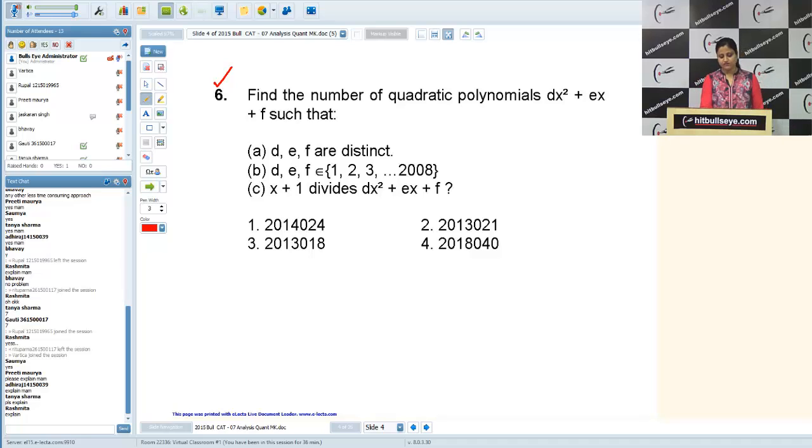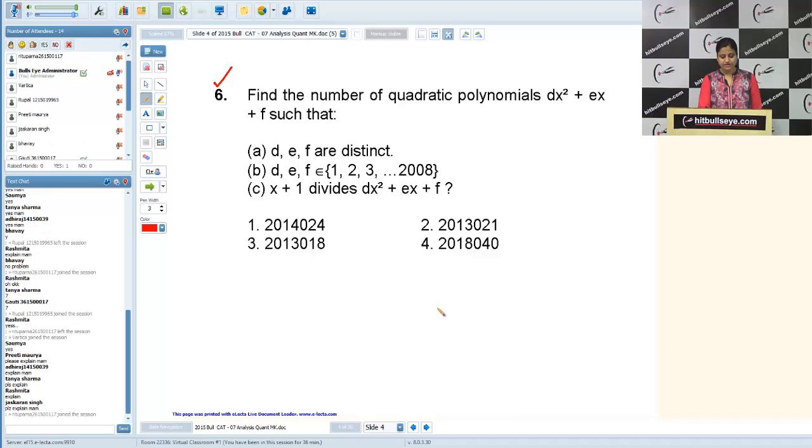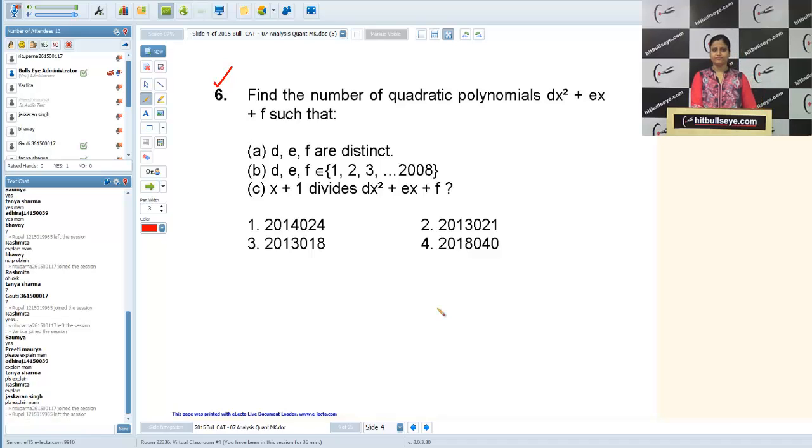See, find the number of quadratic polynomials dx squared plus ex plus f such that the following conditions are satisfied. First, d, e, f are distinct. d, e, f belong to the set 1, 2, 3, and so on up to 2008. And third, x plus 1 divides dx squared plus ex plus f. Now I am taking the third condition. x plus 1 is dividing it completely.